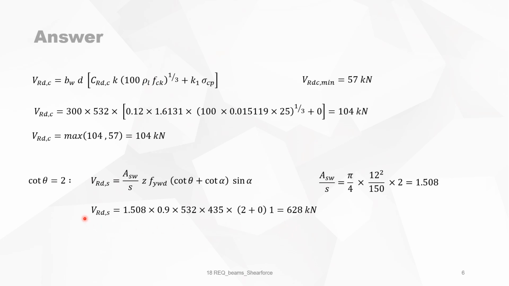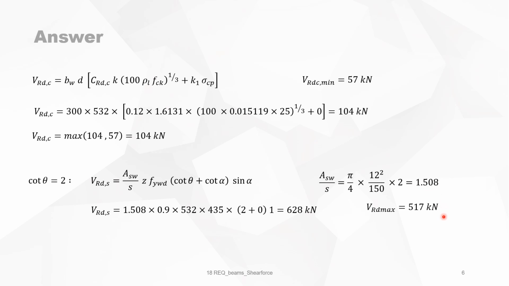Z is 0.9 times the effective depth, the rest we know, and we arrive at 628 kilonewton. Now, notice that VRDS, the resistance to the shear force delivered by the stirrups, 628, is much larger than the one delivered by the concrete alone.